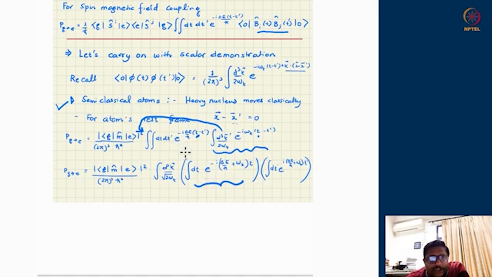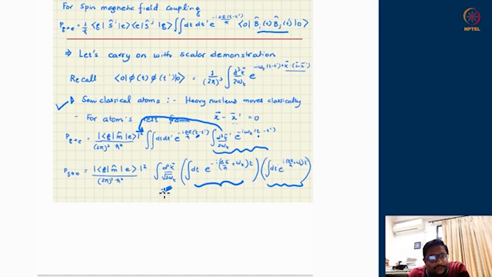Similarly, if I collect all the t prime dependence in the system and collect it at one place, I will get this dt prime integral, which is over here. Notice one fact: the integral dt with this exponential and the integral dt prime with this exponential are just complex conjugates of each other. So I need to compute just one of the integrals, take its mod square, and then perform the d3k integral, and I will be done with getting the transition probability.